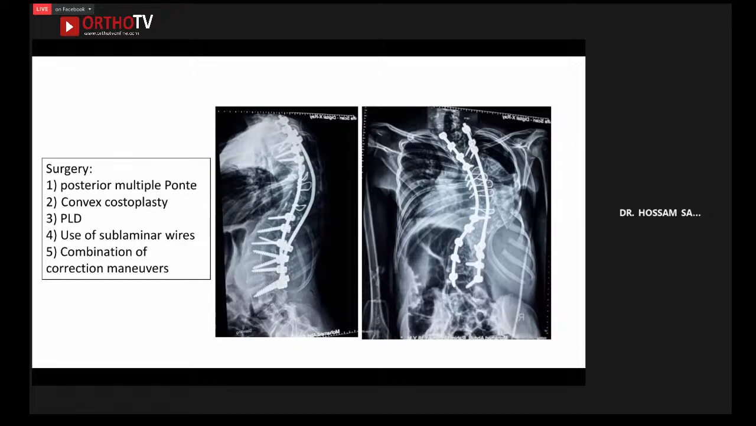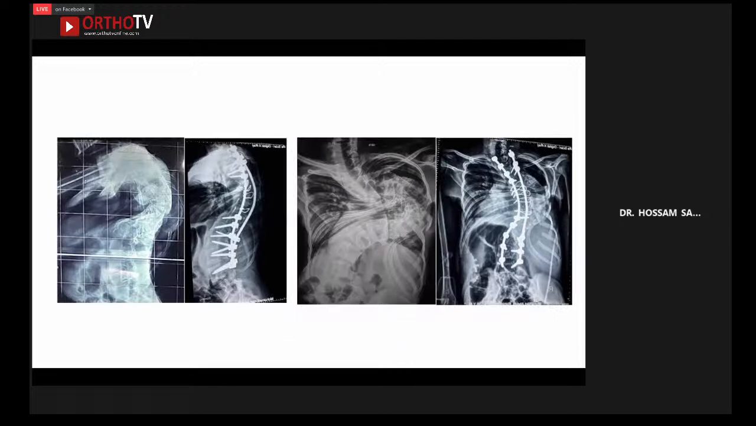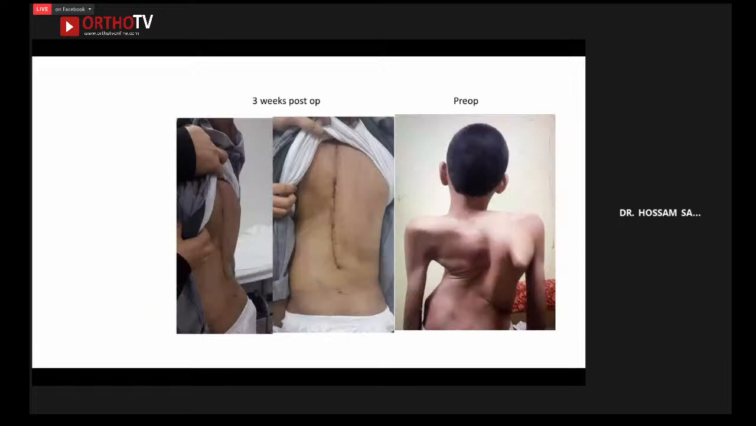And this is what we got post-op. And you compare this with the pre-op, then you can be kind of happy after the surgery. And even if you look at the appearance, I apologize for the quality of the pictures, but it just shows you the idea, a huge difference in the appearance compared to the pre-op photographs.